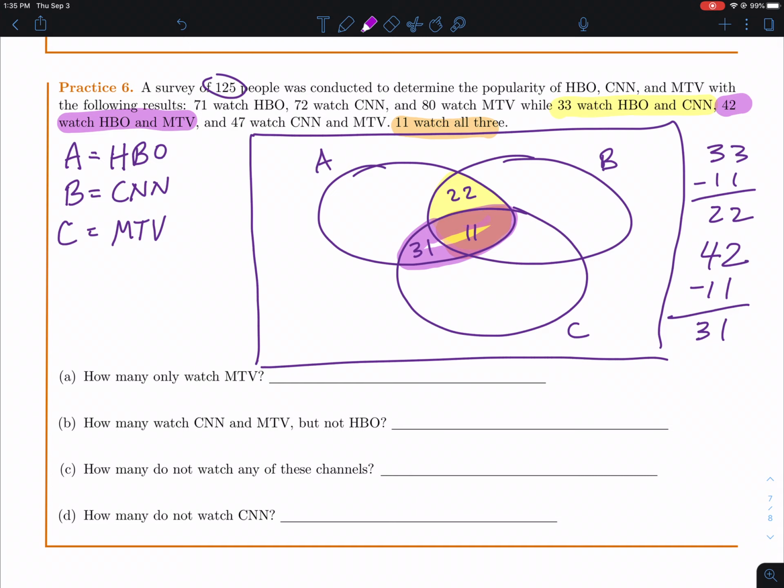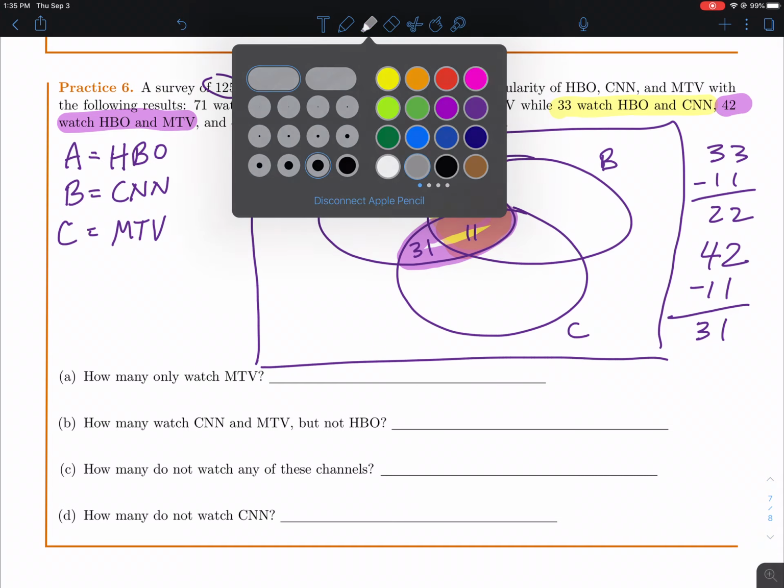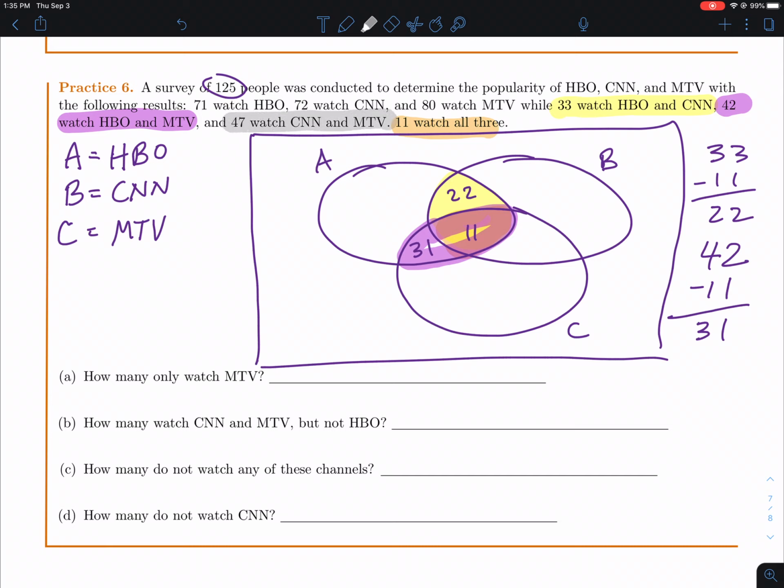Finally, our last intersection, let's do gray, see how it shows up. We've got 47 watch CNN and MTV. In this case, CNN is B, MTV is C. So what we're looking at is that section. Again, there's 47 in there, but just like before, there's 11 already in there, so we need to subtract the 11 out. That gives us 36 that lives just in the gray area. At this point, we've taken care of all of the intersections.